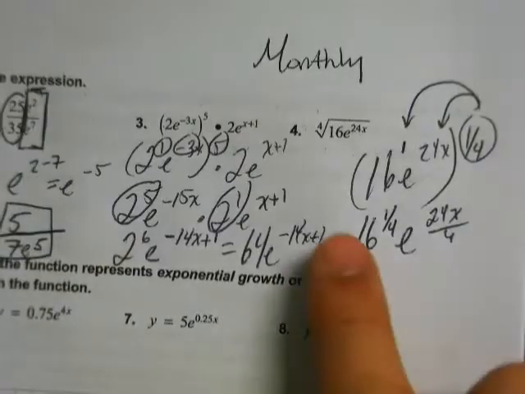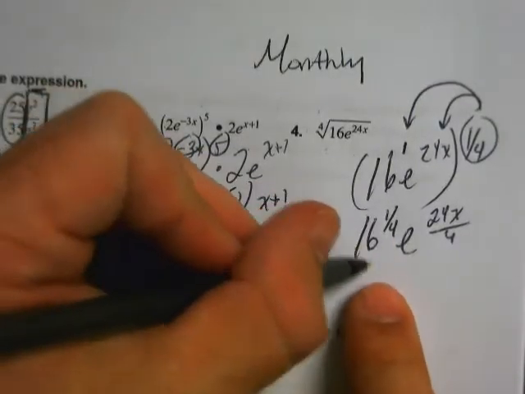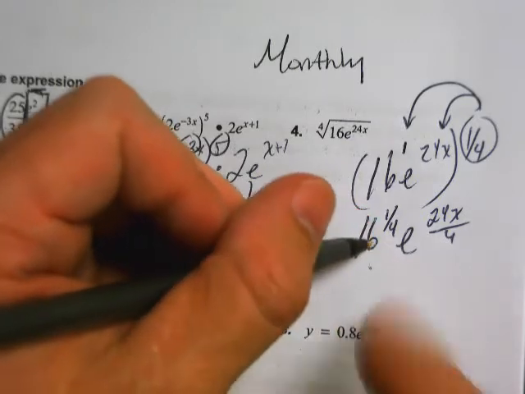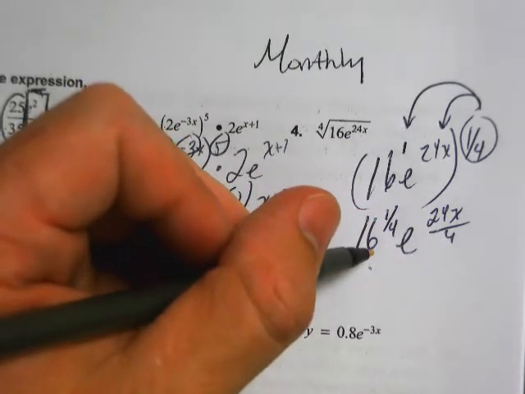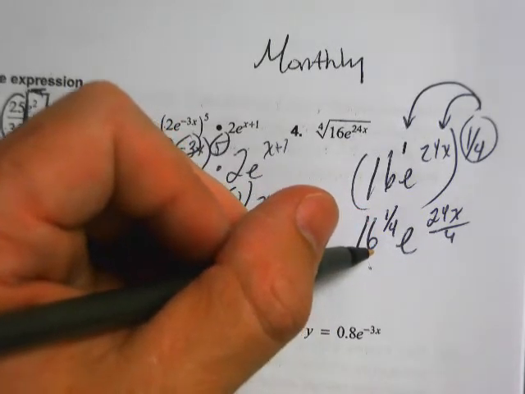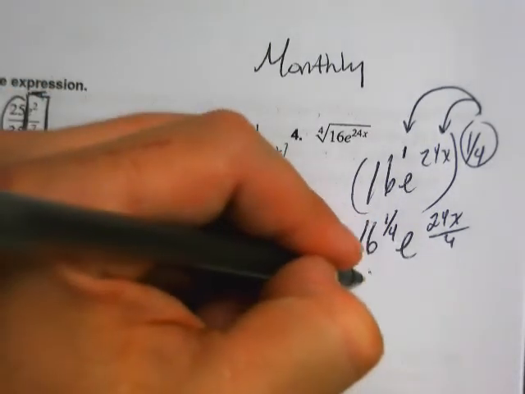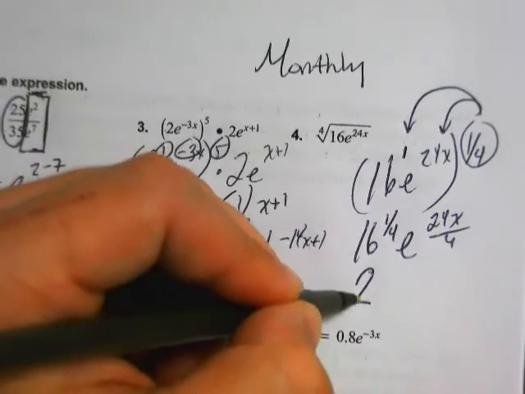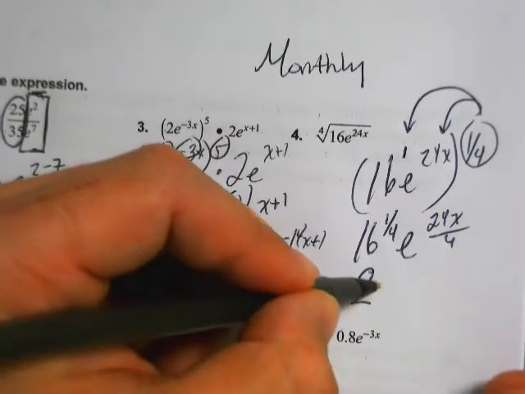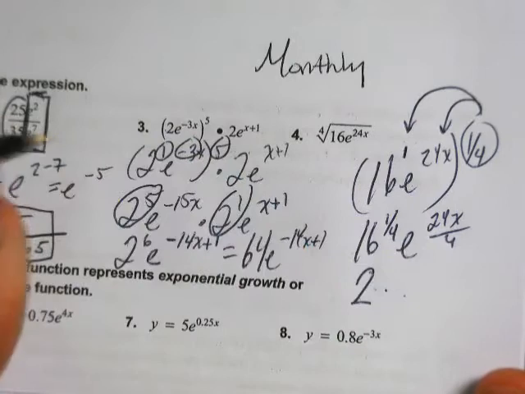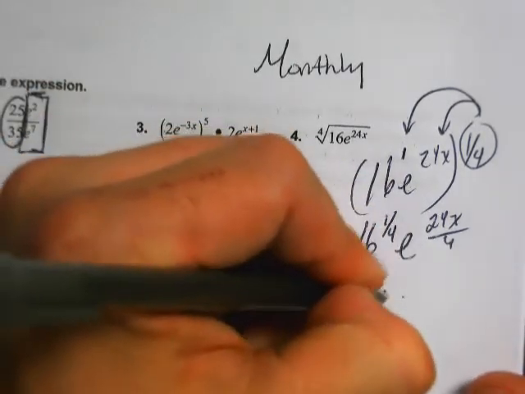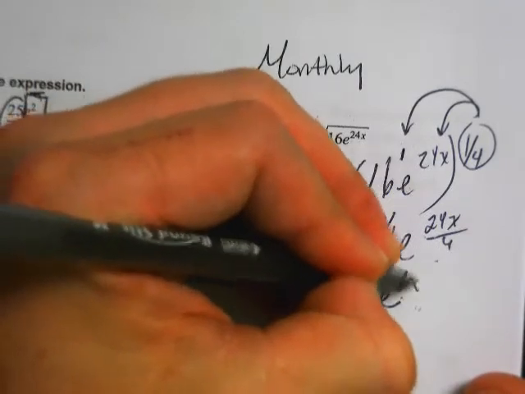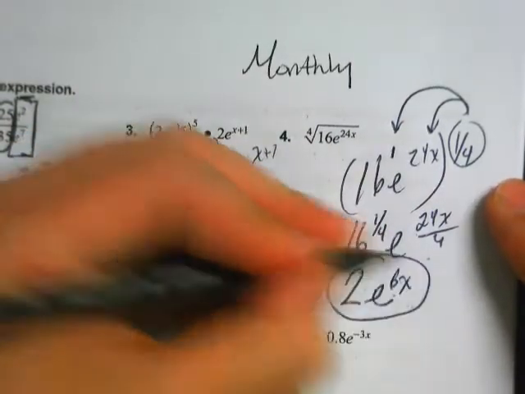When we simplify this, 2 times 2 is 4, 4 times 2 is 8, 8 times 2 is 16. So we can get away with this being 2. And 24 divided by 4 is 6. So this would be our final answer.